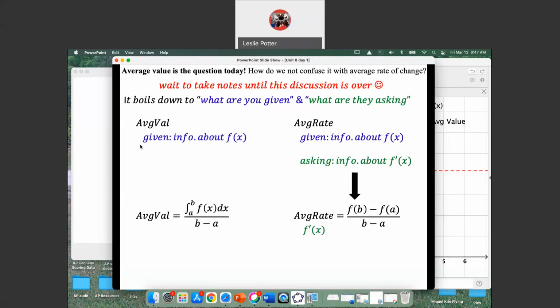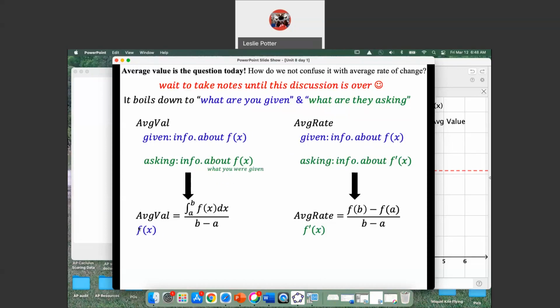The average value is different because you're given information about a function and you're asked to find information about that same function. You're saying, hey, here's f of x. What's the average of f of x? So you're not being asked about something different. You're being asked about something that's the same. So you're being asked about what you were given. Given f of x, you're being asked about f of x. That's when you know you need to use this, and that's the key. Those are the key phrases to look for to figure out which one they're asking for.